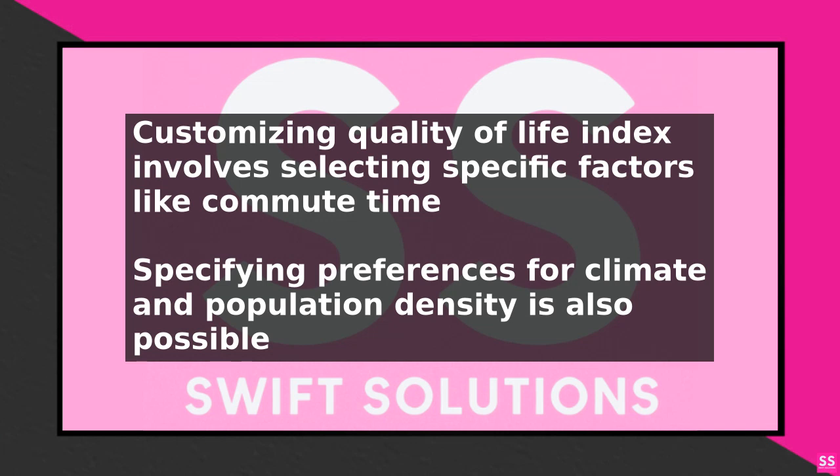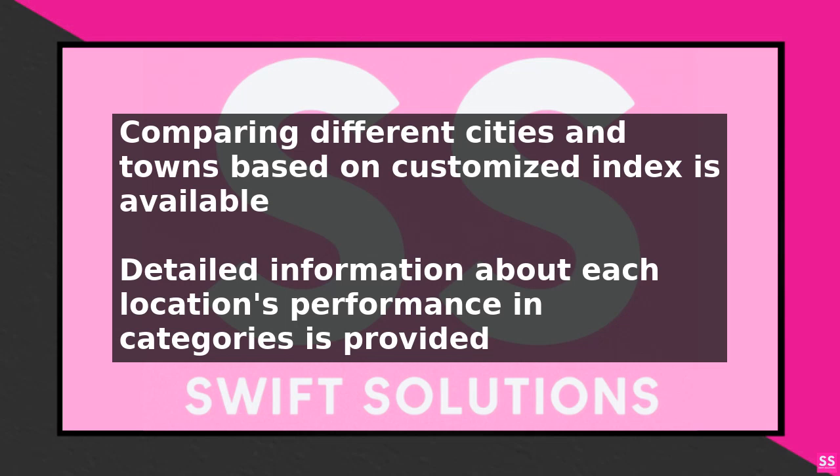In addition to customizing the Quality of Life Index, BestPlaces also provides other tools and resources that can help you evaluate different locations. For example, you can use the cost of living calculator to compare the cost of living in different cities, or the crime index to evaluate the safety of different neighborhoods.